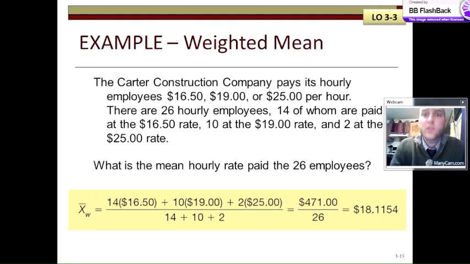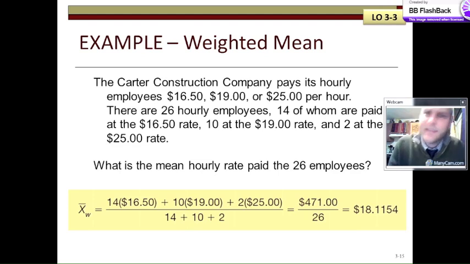Well, we know that there's 26 people. So we are going to add up a bunch of stuff and divide by 26 because there's 26 people. But what are the things that we need to add up at this point? Well, we know that there are 14 people who make $16.50. So I could say $16.50 plus $16.50 plus $16.50, 14 times. Plus, there are 10 people who make $19 an hour. So 19 plus 19, 19, 19, 19, 10 times.